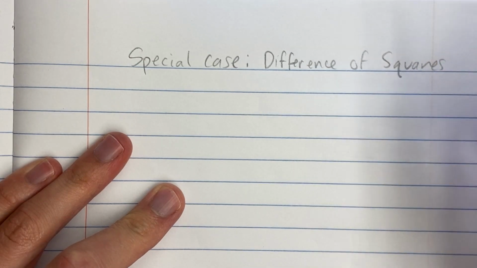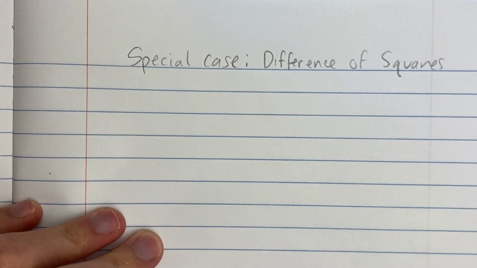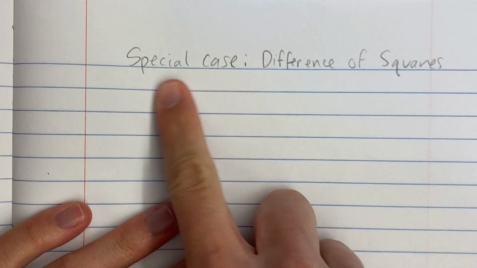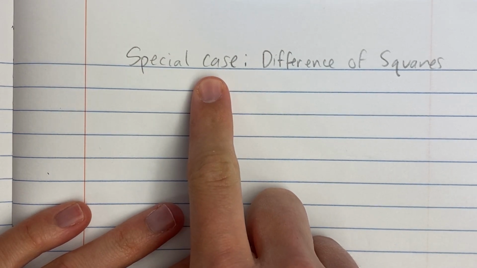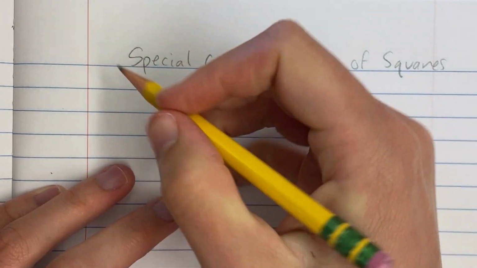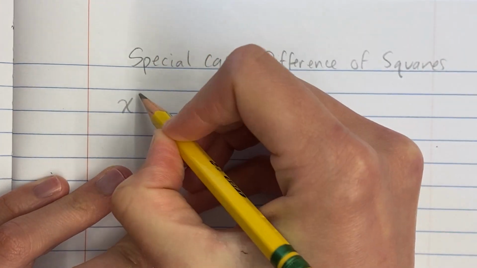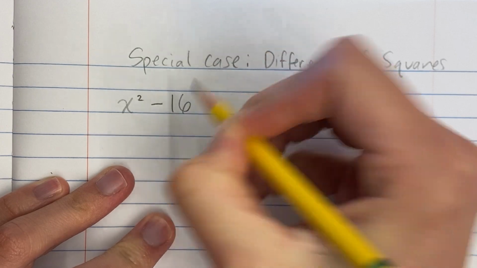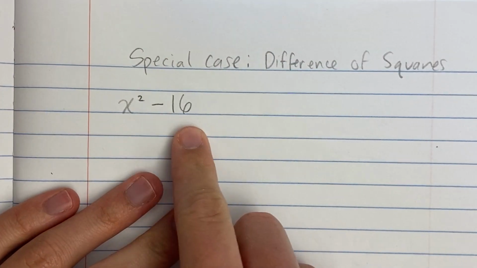You're going to see it's sort of not new information, but then it sort of is. A special case is a term we use when something is the same as what we've been doing, but there's a twist on it. So here is an example of a difference of squares.